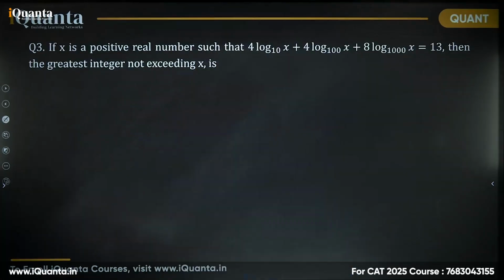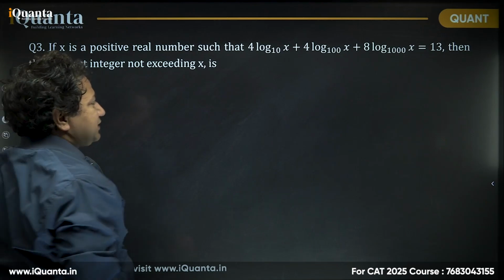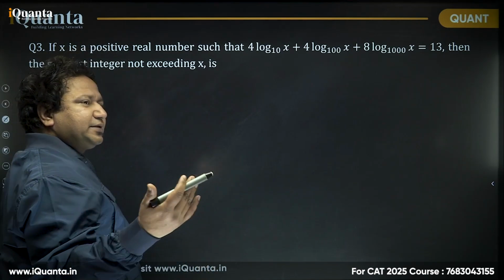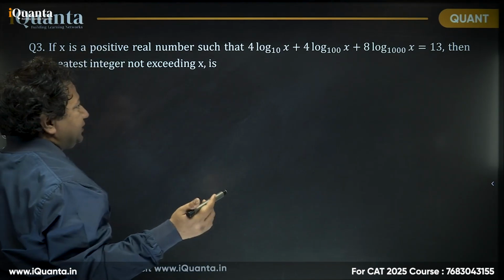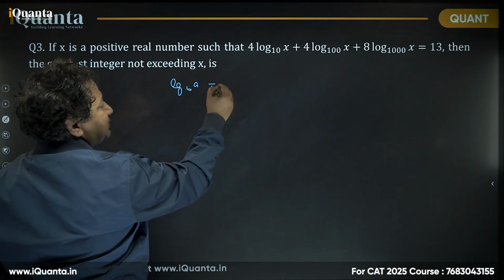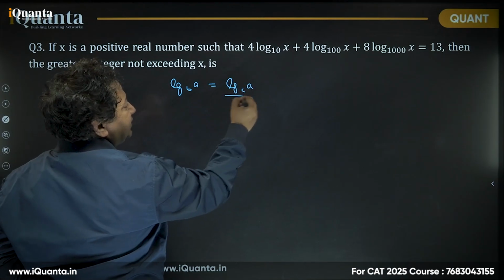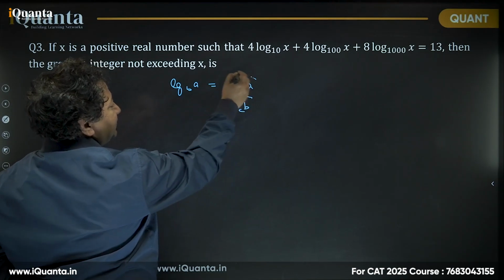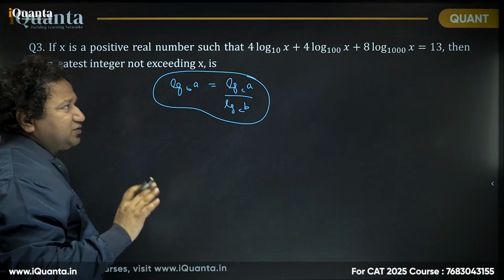Thank you. If x is a positive real number such that 4 log x base 10 plus 4 log x base 100 plus 8 log x base 1000 is equal to 13, then the greatest integer not exceeding x is what? Well, there is a result in logs which says if I have log a base b, then I can write it as log a base c upon log b base c. There is a change of base formula which I'll be using to solve this question.